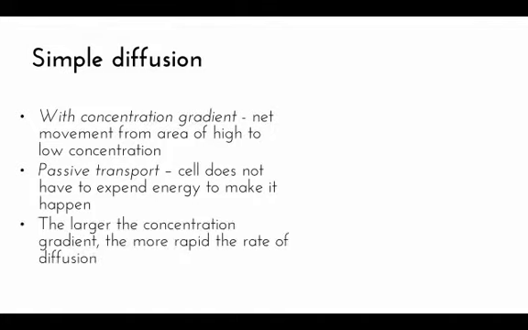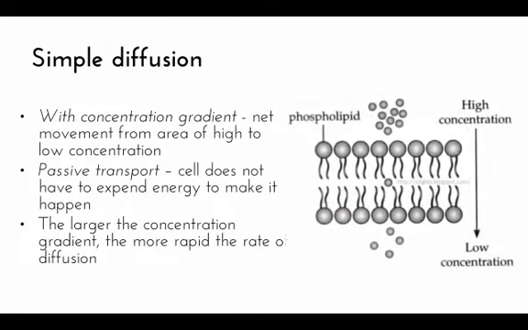And obviously, the larger the concentration gradient, so the larger the difference, the more rapid the rate of diffusion is going to be. So this diagram here shows you the simple diffusion of a substance through the phospholipid bilayer. So this could be oxygen, all right? So it's moving from an area of high concentration to an area of low concentration.